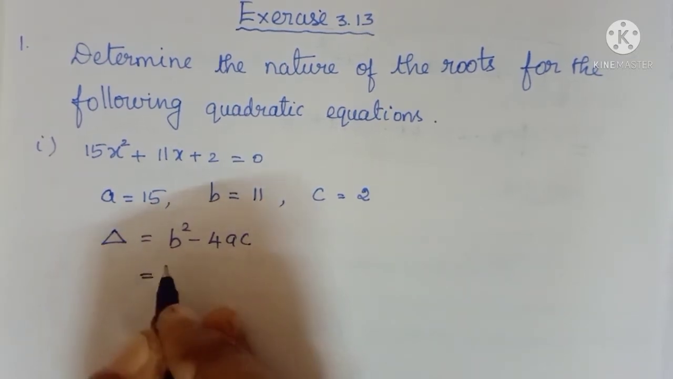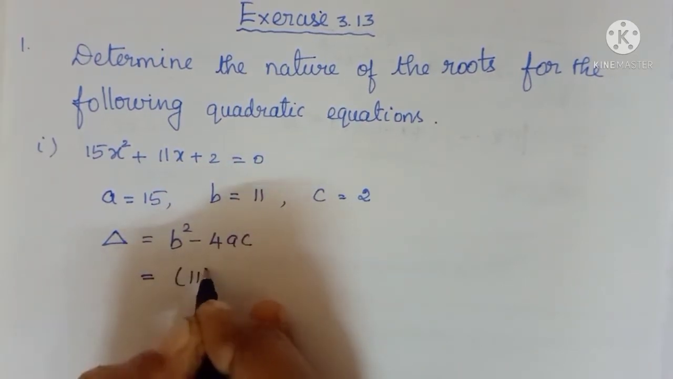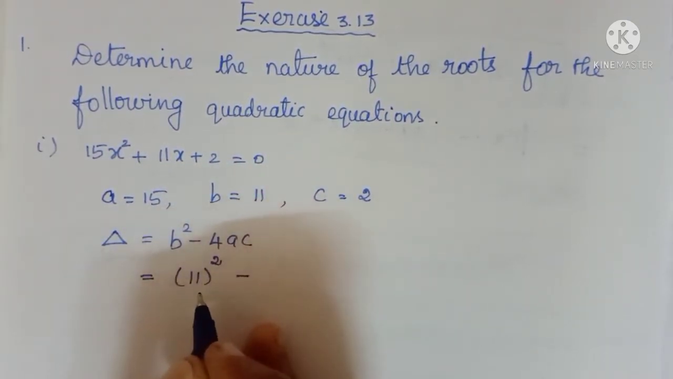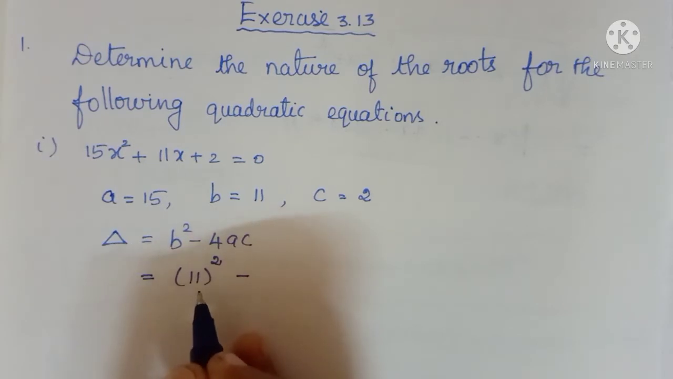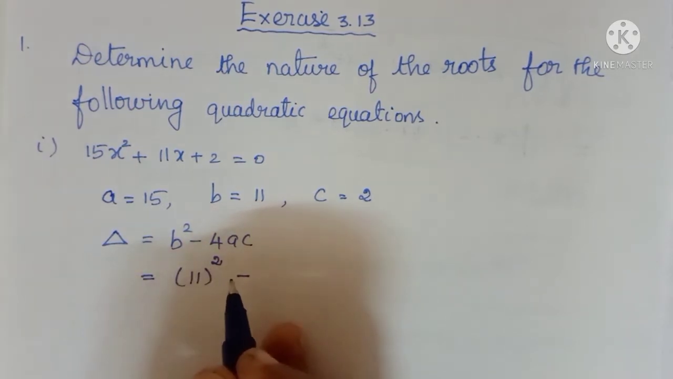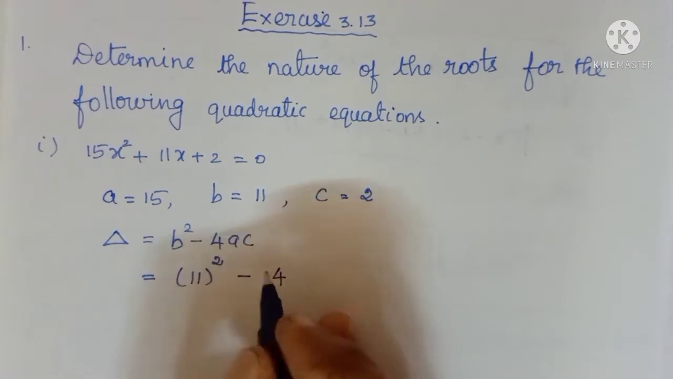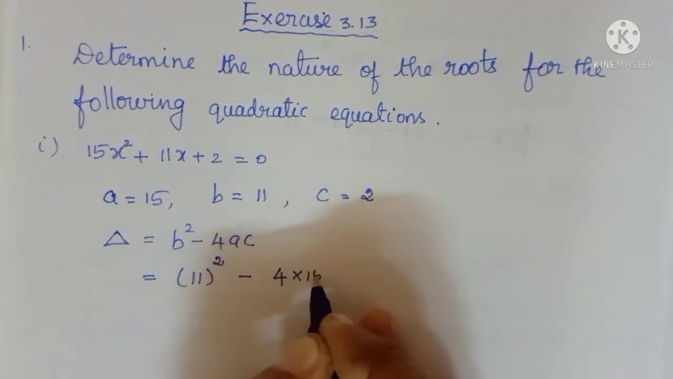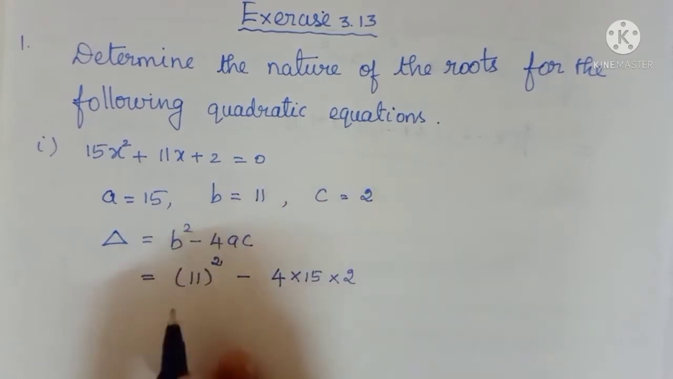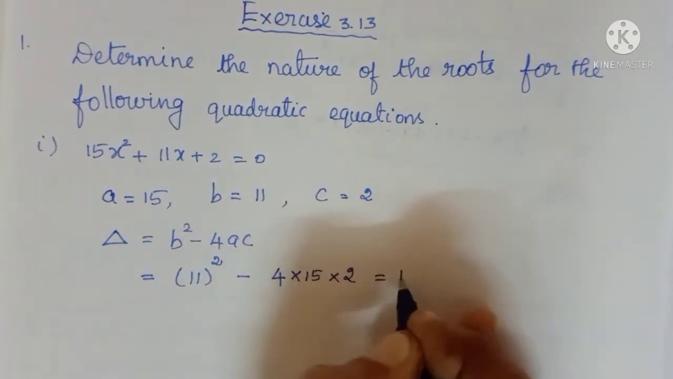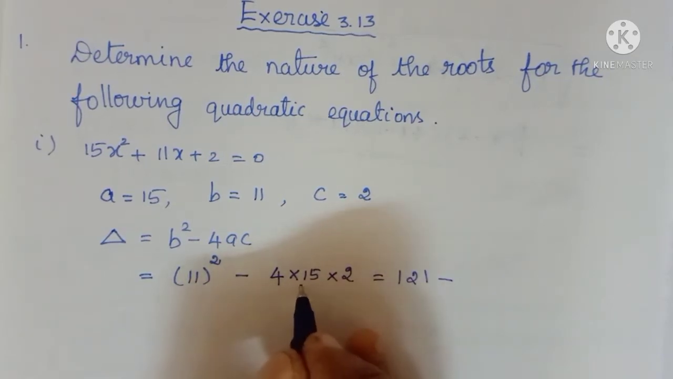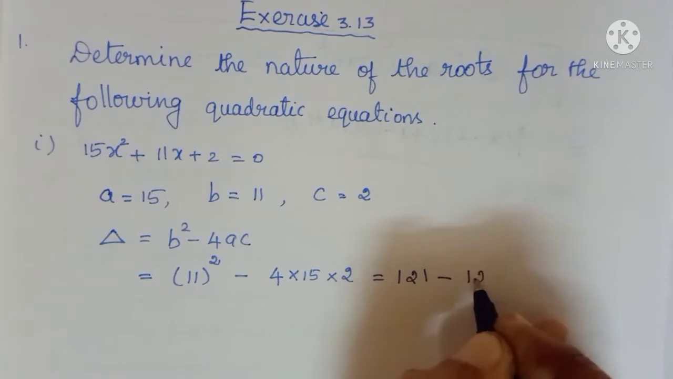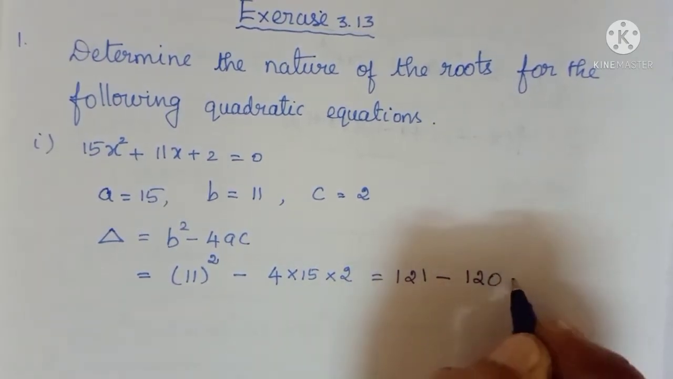Now replace the values here. The b value is 11, so I take 11 the whole square. If you write it in brackets, then even if you get a negative value, you can solve the sum without mistakes. So replace with the bracket around the given number, and write the whole square on top. Minus 4 into a c: a value is 15, 4 into 15 into c value 2. 11 square is equal to 121. Now multiply these two: 15 twos are 30, 30 into 4 is 120. So 121 minus 120 equals 1.